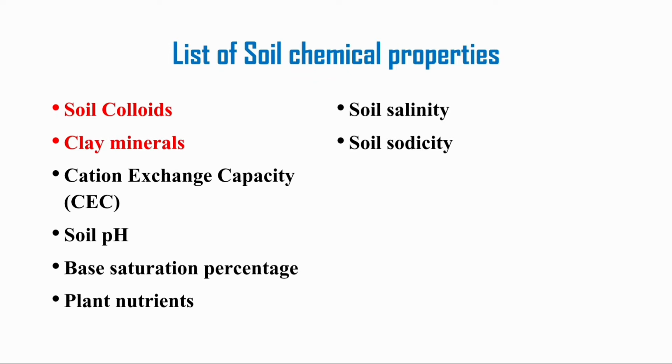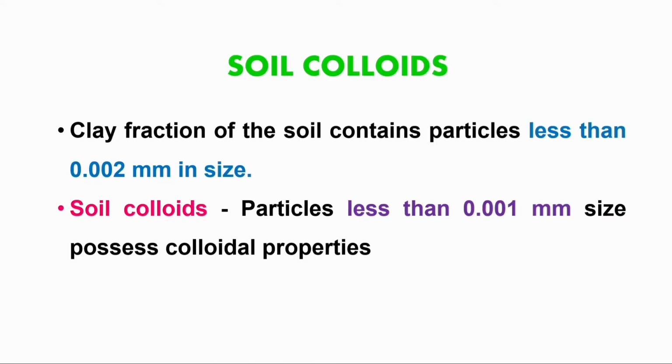However, in this presentation, I am going to present only 2 chemical properties, namely soil colloids and clay minerals. First one is soil colloids. Fraction of soil containing less than 0.002 mm in size are called as clay particles. What do you mean by soil colloids? Soil particles less than 0.001 mm in size is called as soil colloids.